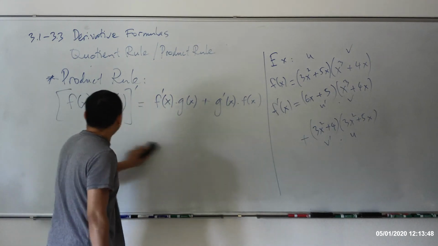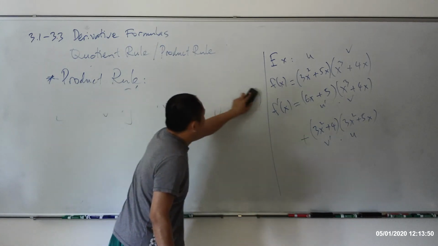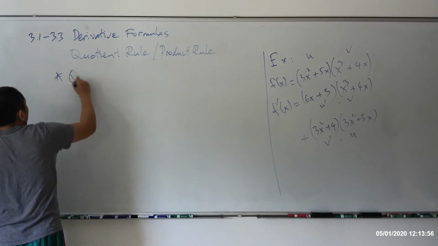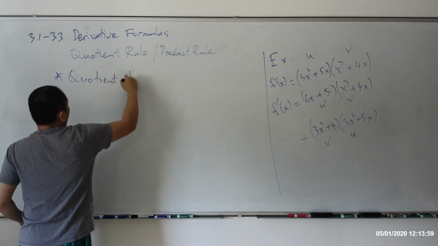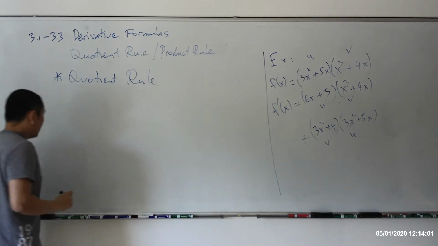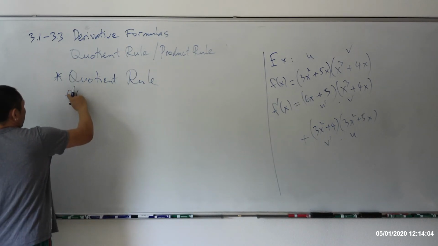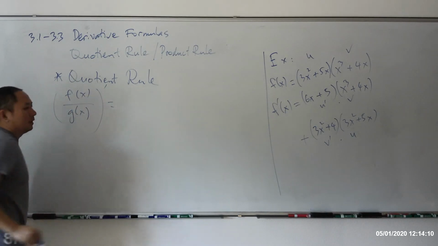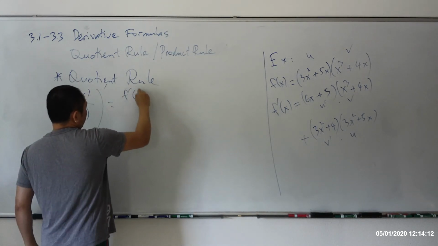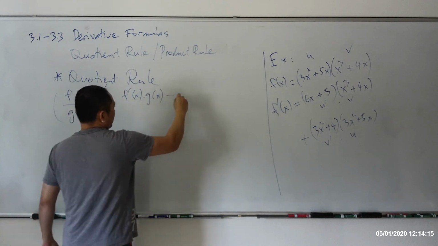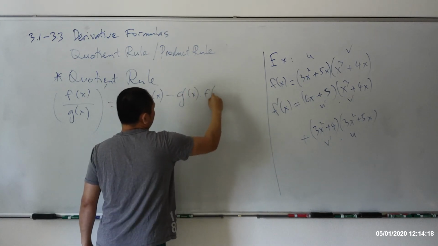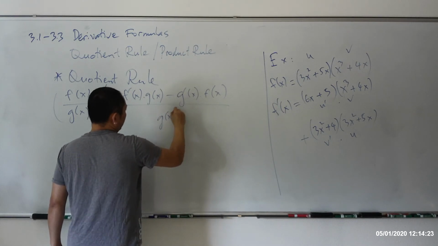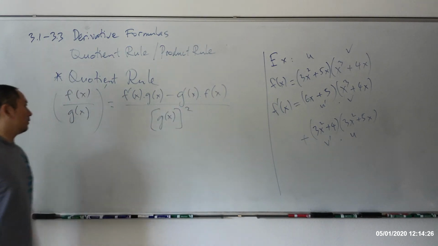Okay, now let me talk about the quotient rule. Alright, so f of x over g of x, now you take the derivative, is f prime of x times g of x minus g prime of x times f of x, all over g of x squared. Okay, this is a formula. Let me just write it in short.